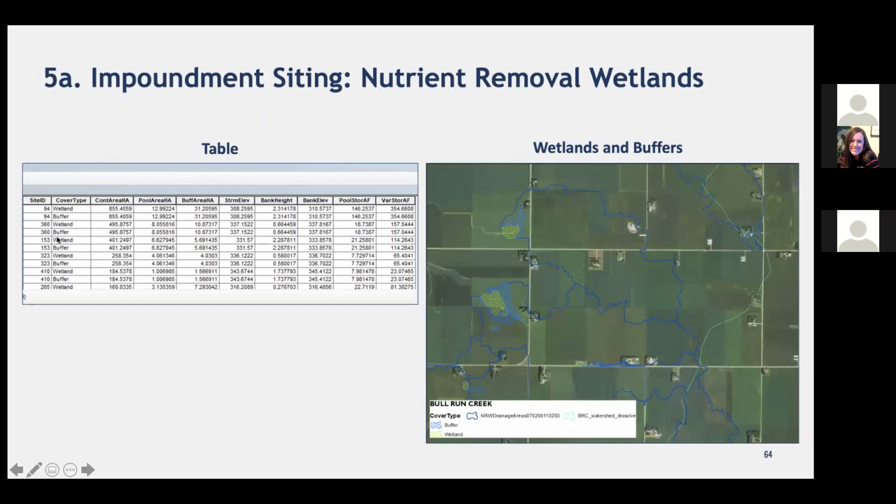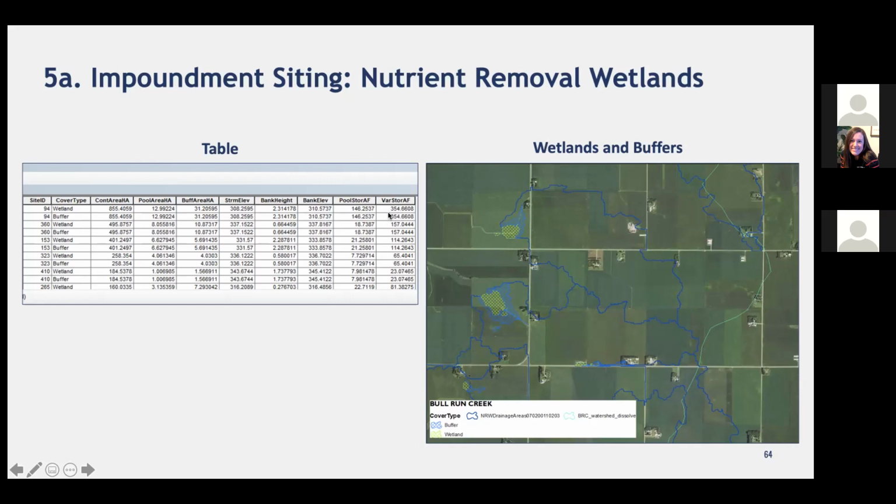So you can see in the table that for each one of the wetlands and the buffer associated with that wetland, they have a site ID. For each one of the wetland buffer complexes, there's a contributing area in hectares. There's a pool area in hectares. You can see the buffered area versus that pooled area. You can also see the bank height, the bank elevation, the storage in acre feet, and then the variability storage in acre feet.